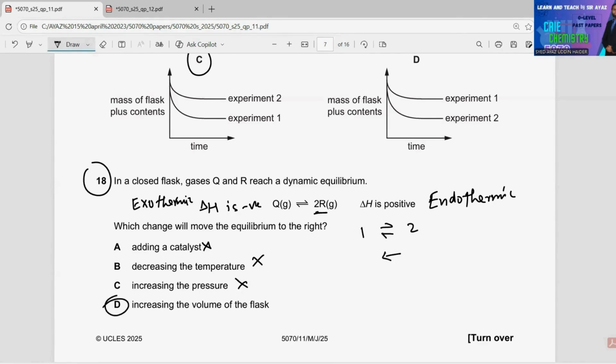D must be the right answer, because if you increase the volume of the flask, it will shift the equilibrium to the side in which we are having more gas. Increasing the volume means less pressure. The pressure will be decreased. So it will shift to the right hand side of the equation. So D must be the right answer in this case.